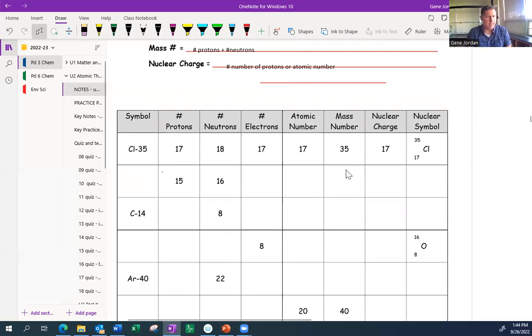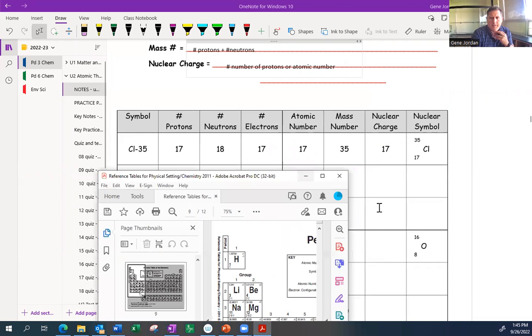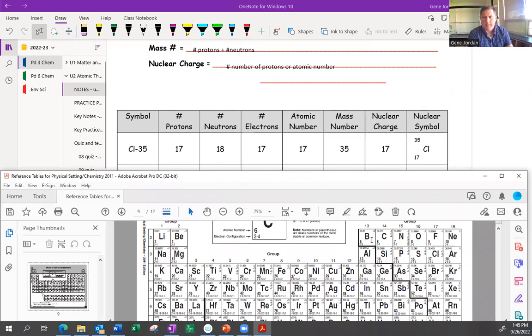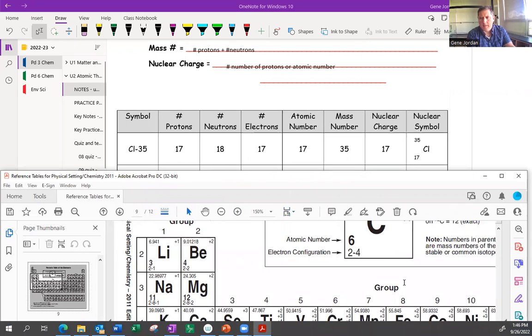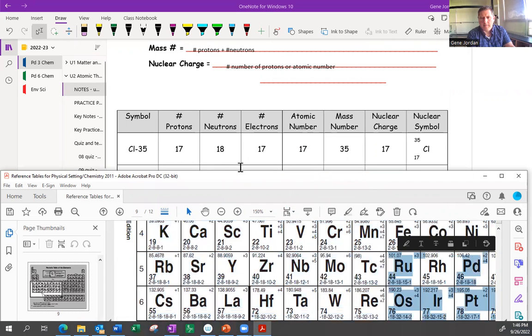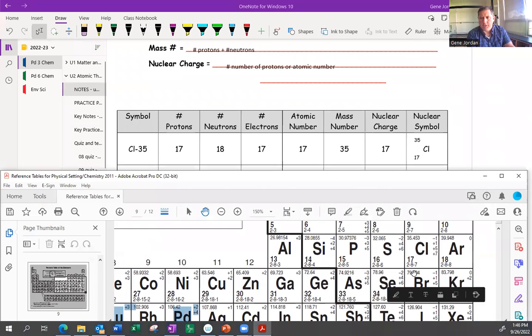If we're looking at chlorine, let me just change my camera here. I should pause for a second. All right, let me just show you the periodic table. Let's take a look at one of them. We're going to look at chlorine first. All right, so we can see here, chlorine is over here in the halogens.